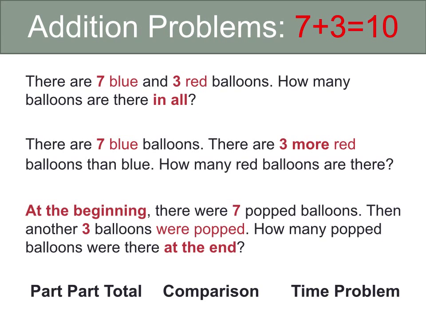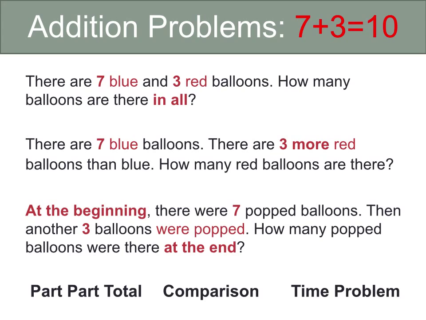These are 3 addition problems, and each of them requires a simple calculation, 7 plus 3. The first problem talks about the total of 2 values. The second problem compares values. And the third talks about the number that was increased over the course of the problem. There is different logic behind these 3 problems.